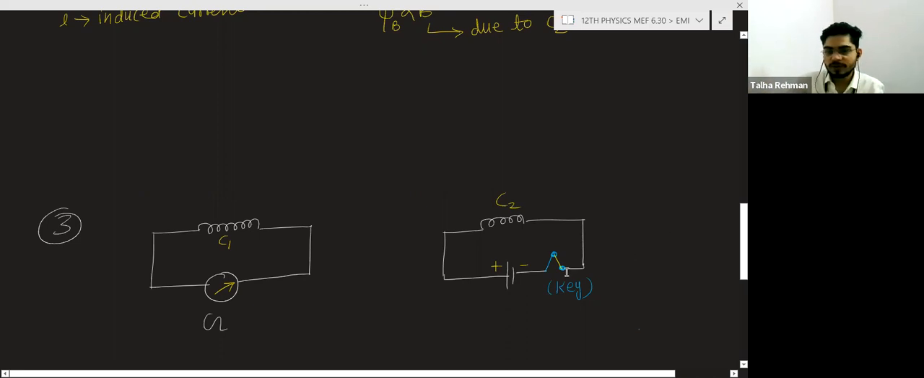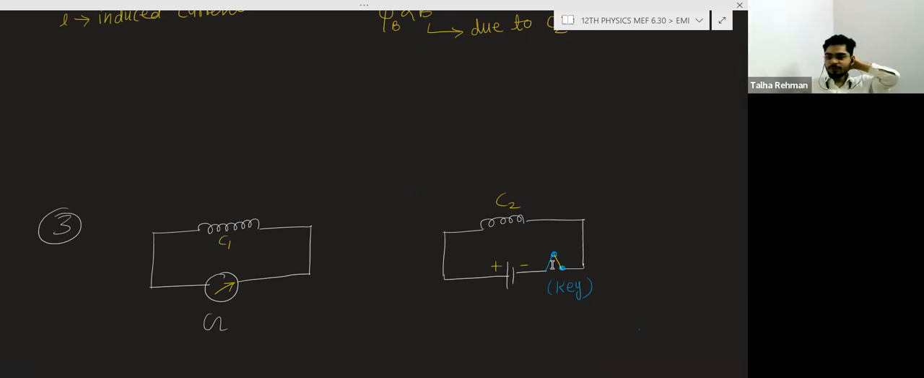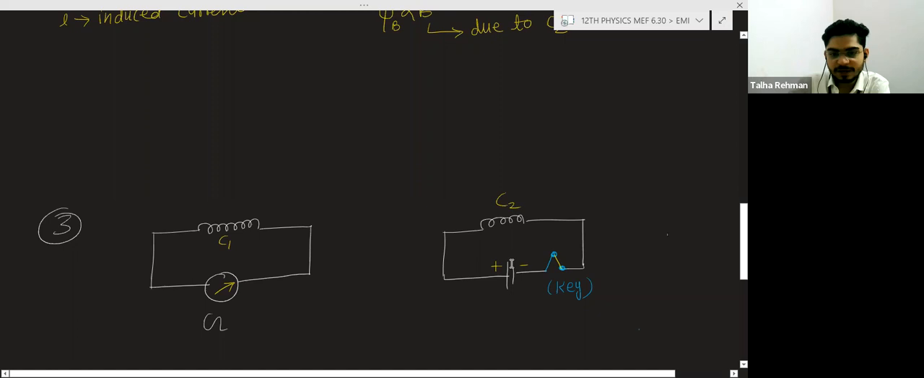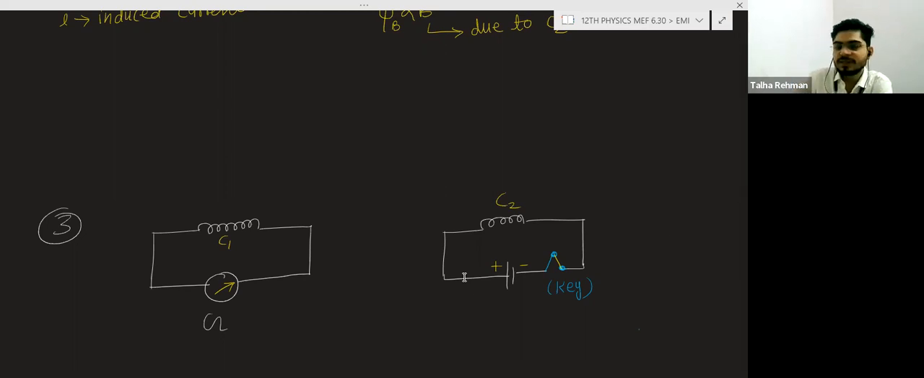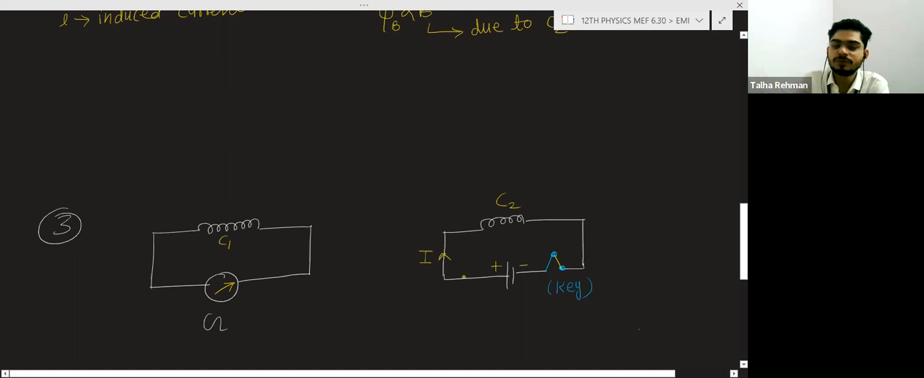Suppose initially this switch was open. Now suddenly you have closed this switch. So what will happen? The circuit will get completed, and the current starts increasing in this circuit. Is it or not? Current will start increasing from zero to some value.